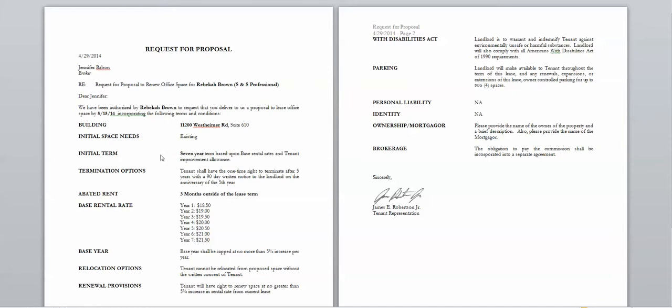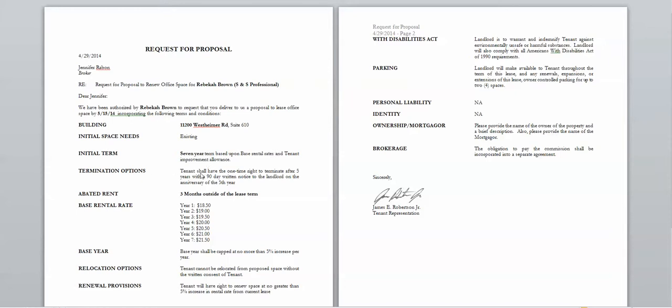The initial term, we're asking for 7 years. We're suggesting that you go with 7 years because we're going to attempt to lower the net effective or the average rent. One of the ways that we do that, and one of the most effective ways that's done, is by extending the term out. I'm going to show you a spreadsheet to show you how that works momentarily.